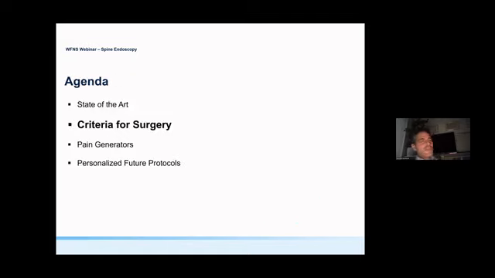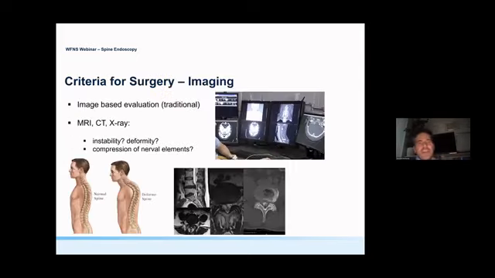So the criteria for surgery, when you have been trained in microsurgical techniques and at an academic center, you very much rely on imaging data. And if the image does not show a significant nerve root compression or instability or deformity, but the patient has problems, you might not go for the surgery, but for other treatments.